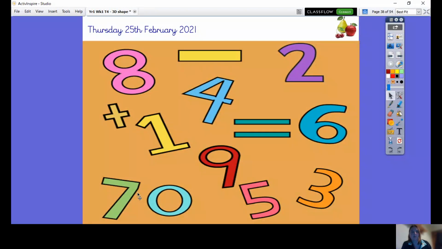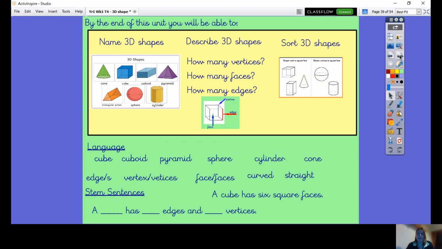Well, hello and good morning, and this is Thursday the 25th of February's maths for this week. So we know we've been looking at 3D shapes, so I'm hoping that you've been having fun learning some of these names and that you've been recognizing 3D shapes around your house.